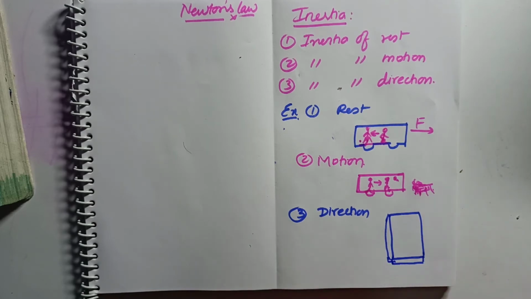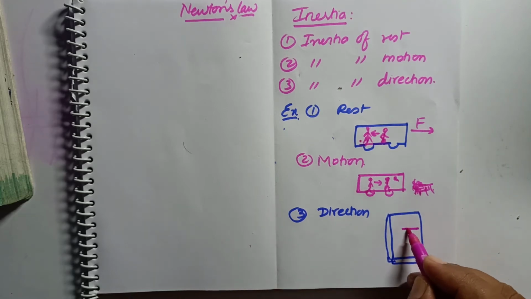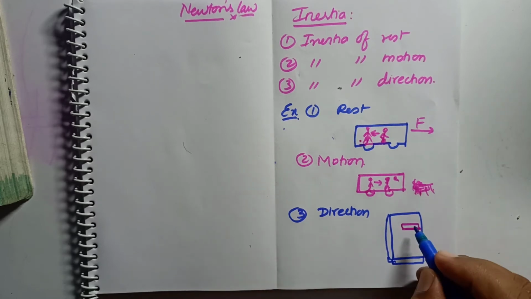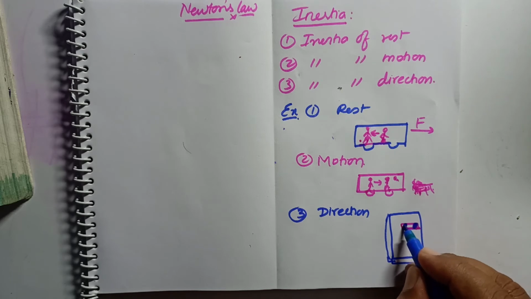Let us imagine there is a seat inside the bus. On this seat, let us imagine there are two passengers sitting. Here is one passenger, here is one passenger.